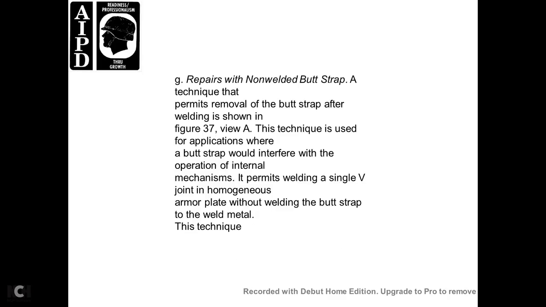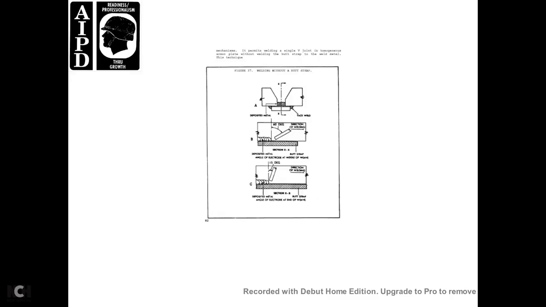Or repairs with a non-welded butt strap. The technique permitted for the removal of the butt strap after the welding is shown in figure 37, view A. This is the technique for applications where the butt strap would interfere with the operation of the internal mechanism, permitting the welding of a single V joint of the homogeneous armor plate without welding the butt strap to the weld metal. This technique is shown in figure 37, welding without a butt strap.